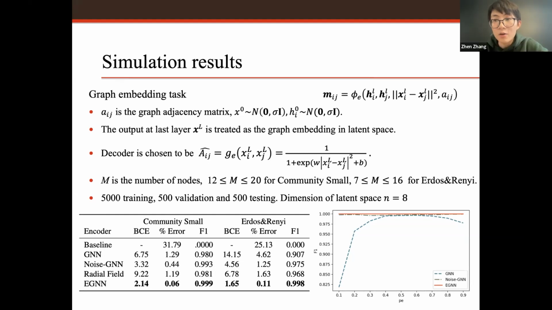Yes, the noise here is important, because there could be some symmetry in the graph. They want this noise added to the input to break this type of symmetry. Does that answer your question?